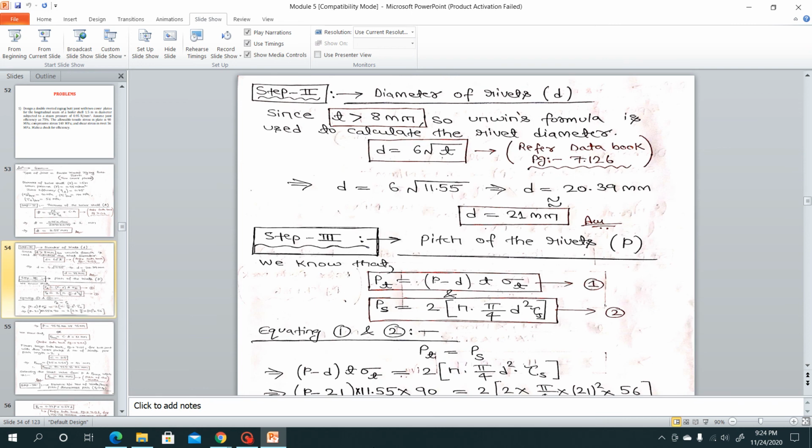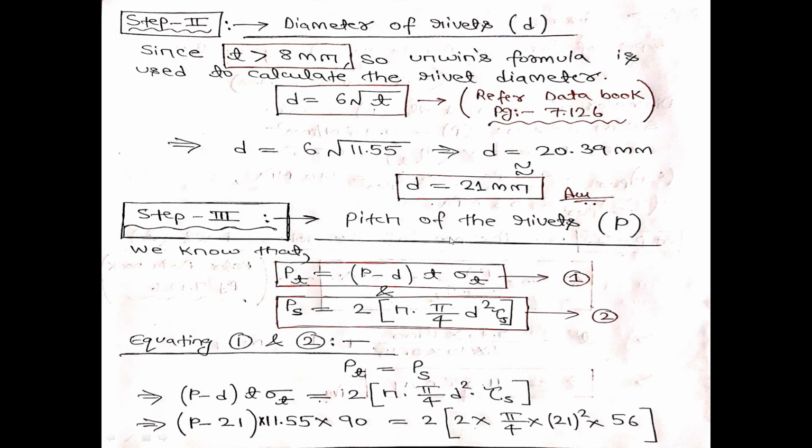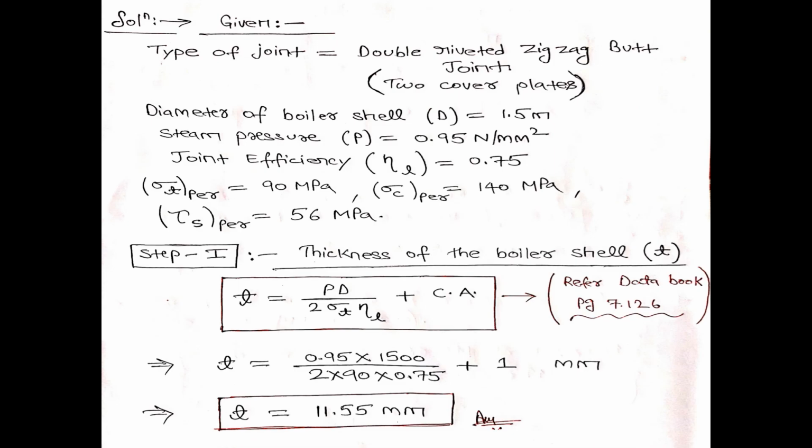So this is the equation of P_T. I know that it is (P minus D) into t into sigma T, and P_S is N into pi by 4 D square tau into 2. Why 2? Because the type of joint is a double riveted zigzag butt joint. Double riveted means two times shearing is taking place.